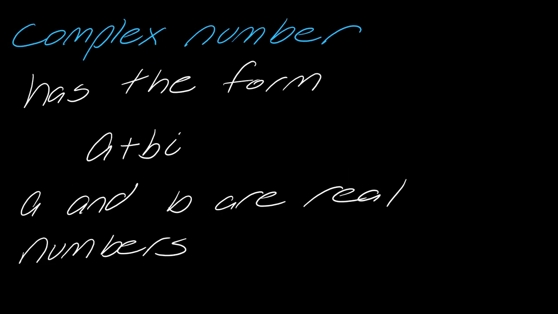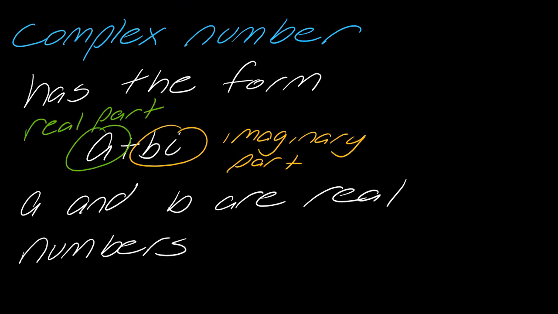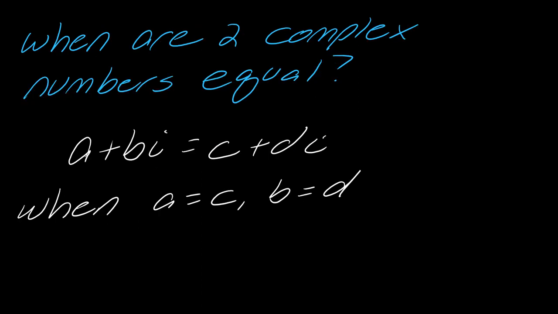Now, complex numbers are related to imaginary numbers. Complex numbers are numbers with the form a plus bi. The a and the b are going to be real numbers, but the b basically has an i attached to it. That's how you know you're dealing with a complex number. The a is the real part, and the bi is the imaginary part.